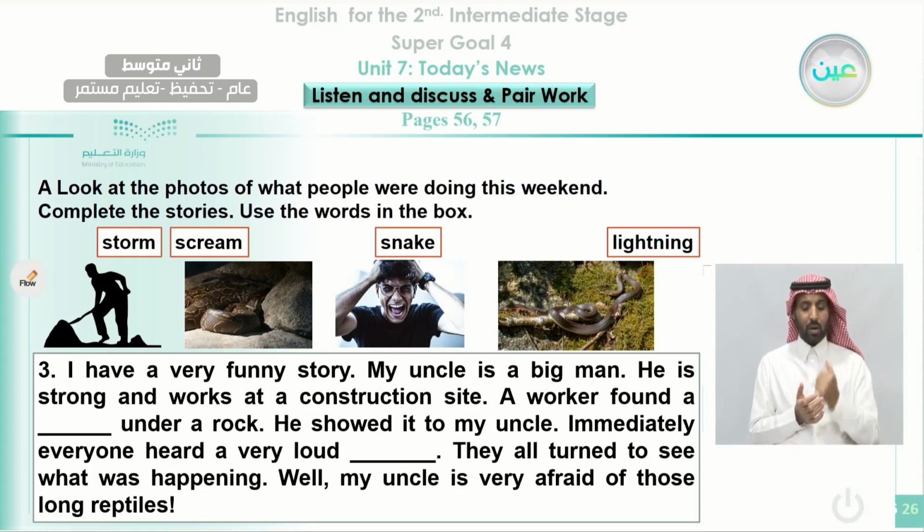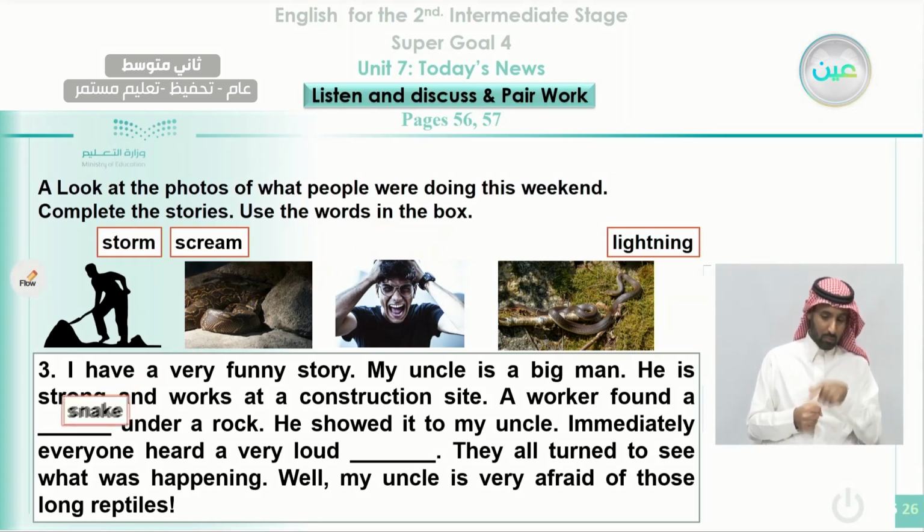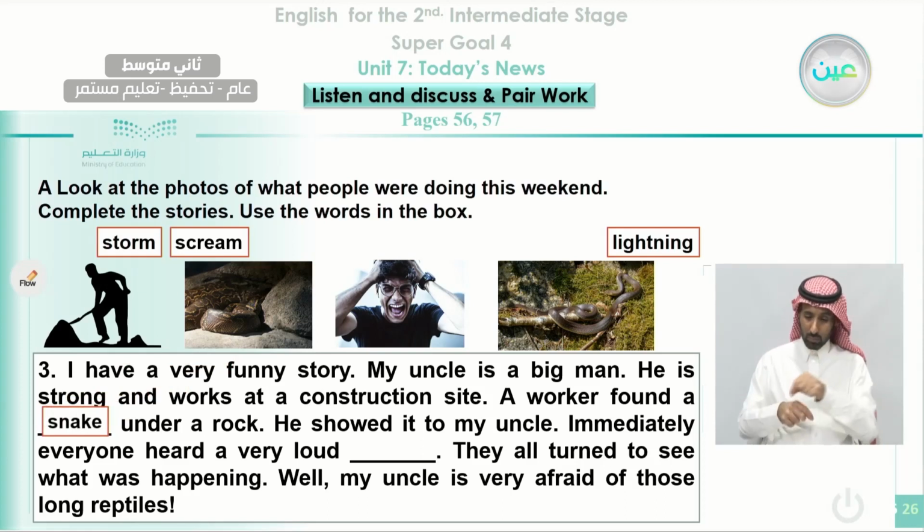I have a very funny story. My uncle is a big man. He is strong and works at a construction site. You can see the construction site where he's working. A worker found, what did he find? You can see it from the picture here, a snake under a rock. You can see it here in the picture, a snake under the rock.